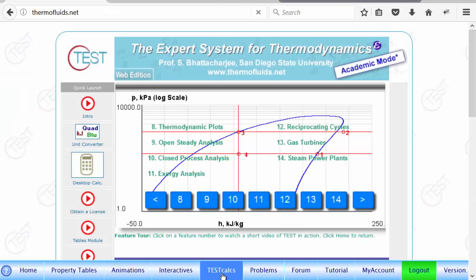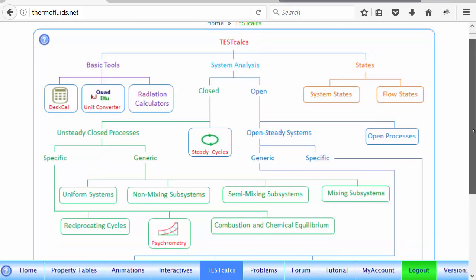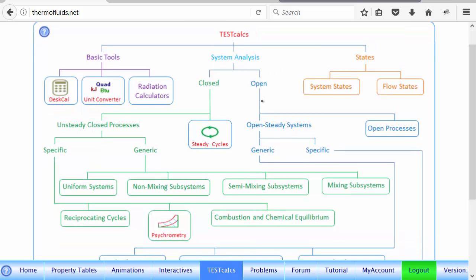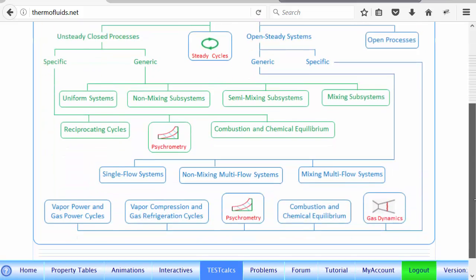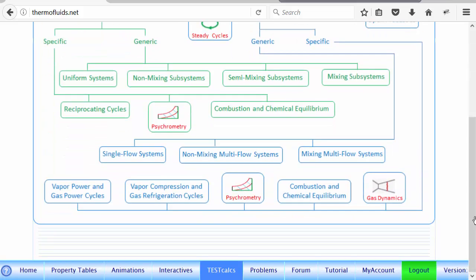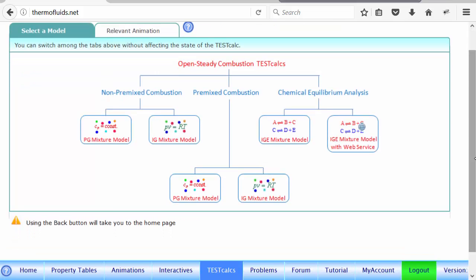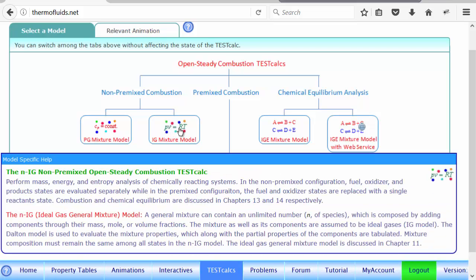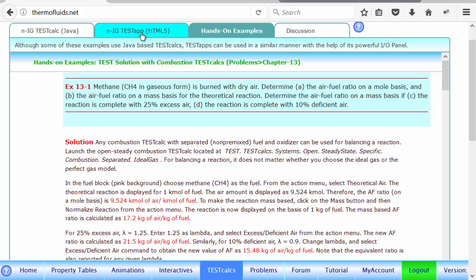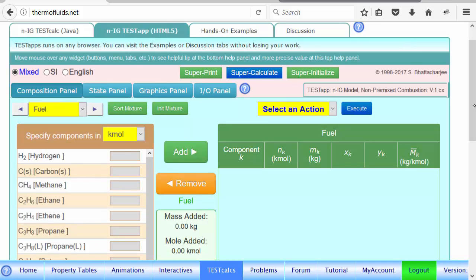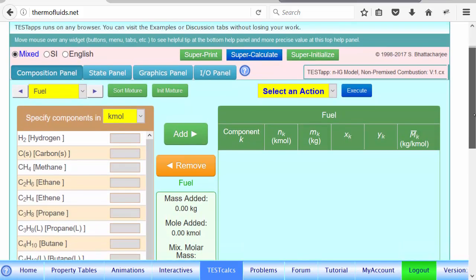We go to the TESTcalc tabs and we will start with the open, steady, specific combustion chamber. So we have a steady flow system, a steady flow reactor in which fuel and oxidizer enter, and this is called non-premixed combustion. And we'll pick the IG model. The PG model means Cp will remain constant. The IG model is a little more accurate, and we click the HTML5 button to launch the TEST.